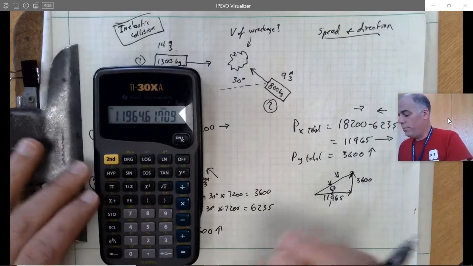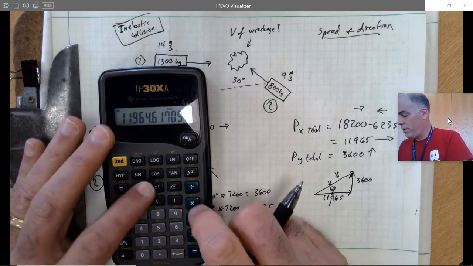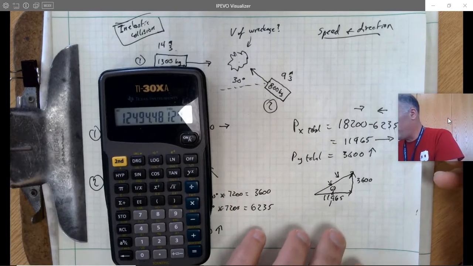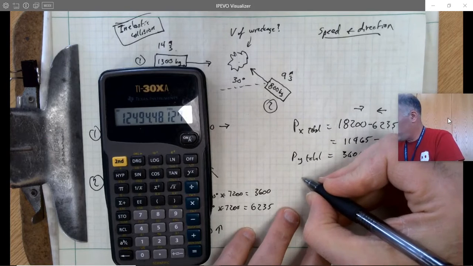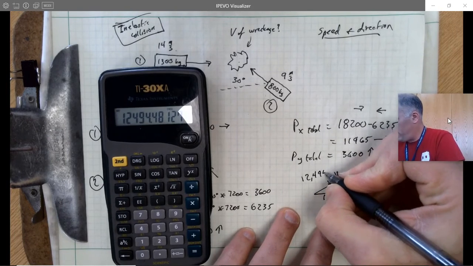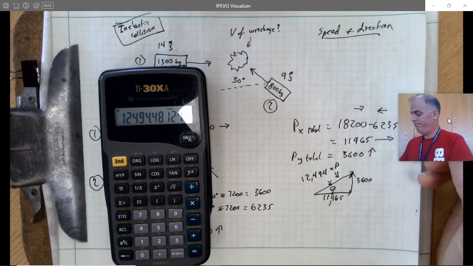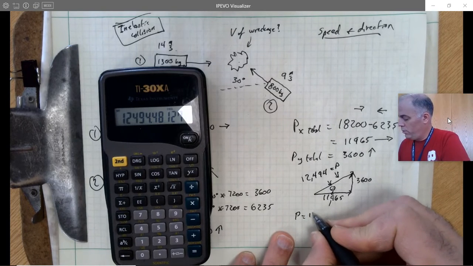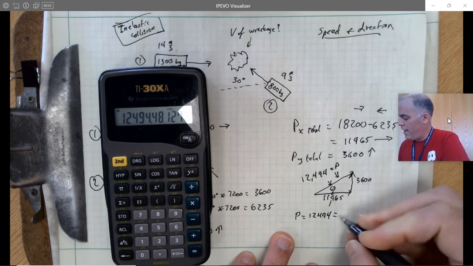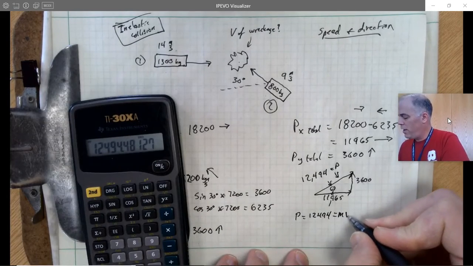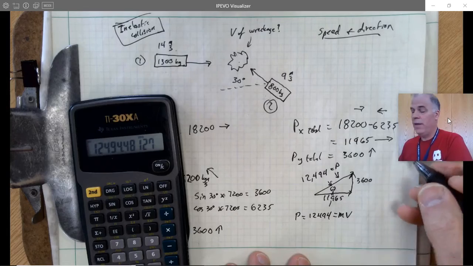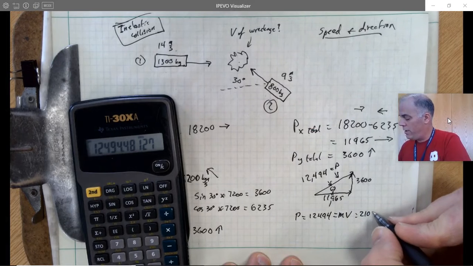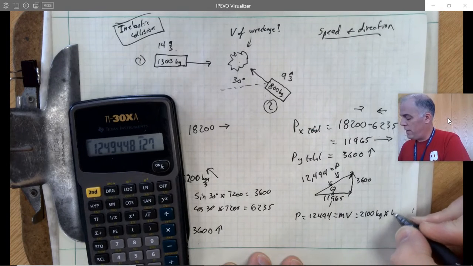So first for the momentum, we have 11,965. We're going to square that plus 3,600 squared, and take the square root of it. Pythagoras is our friend, and this comes out to be 12,494. That's the momentum. So P is equal to 12,494, and that equals the mass of the wreckage times the velocity of the wreckage. And the mass of the wreckage is 1,300 plus 800, so that is 2,100 kilograms times V.